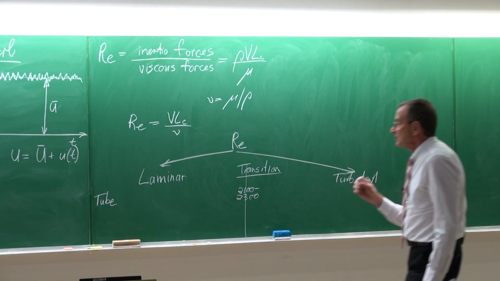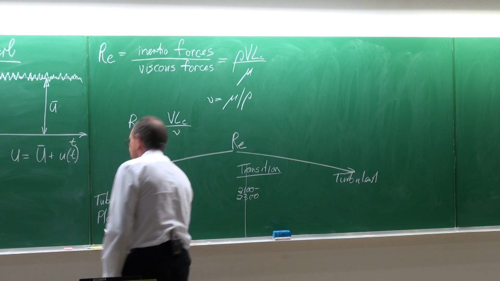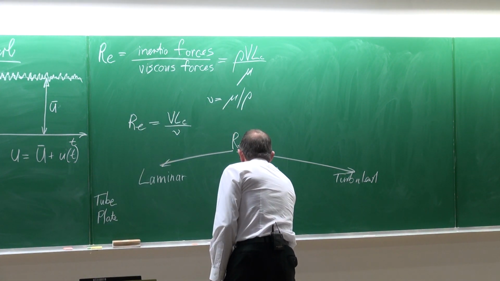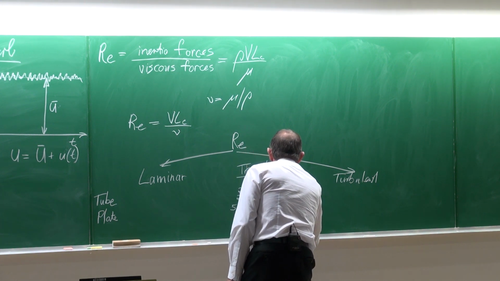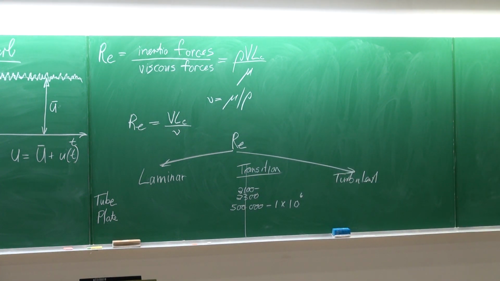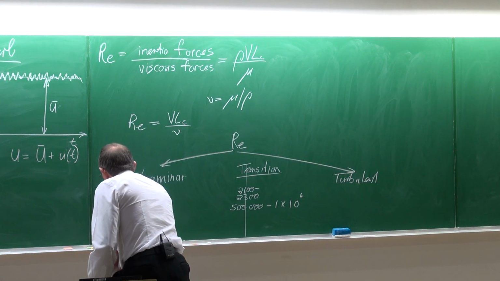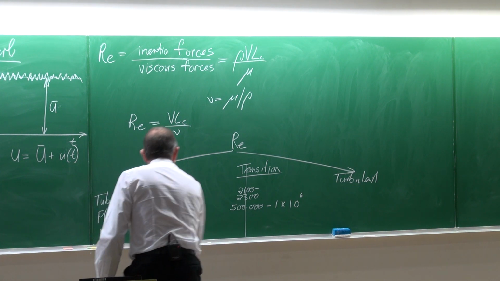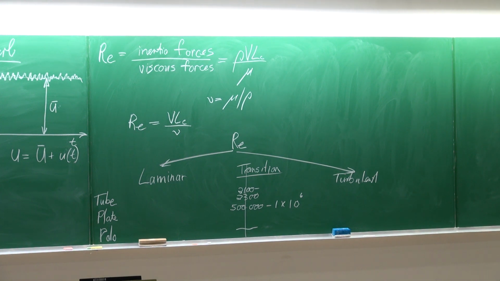Okay. If it's for a flat plate, then it is about 500,000 to 1 million. If it's for a sphere, it would be a certain value, and if it's for a cylinder in cross flow, it would be another value. So it depends on the geometry. It always depends on the geometry.